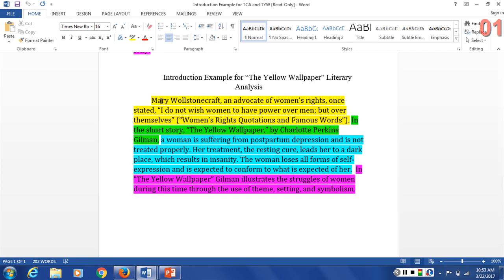The next part of your introduction paragraph is going to be what is called the bridge. The bridge should include the title of your short story along with the author as well. It can be just an introductory phrase leading into the next sentence, or it can be a complete sentence on its own. You can see in this example that I have made it a phrase leading into the next sentence. So it says, in the short story, The Yellow Wallpaper by Charlotte Perkins Gilman, I have the title of my literary work and the author as well.